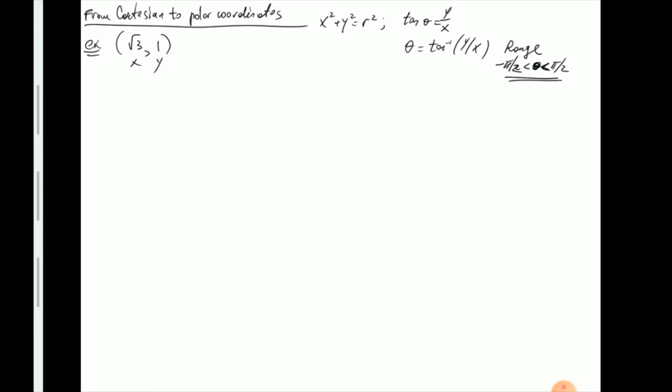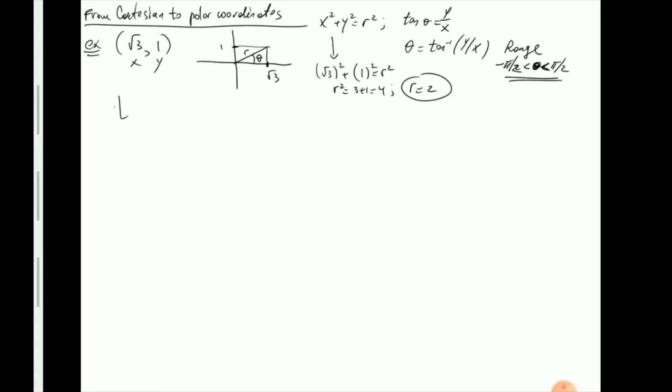So in this case, the point is in the first quadrant, right? So let's say this is root 3 and this is 1, and I need to find r and theta. r is easy to find. We just plug x and y into that relationship. So r squared equals 3 plus 1, which is 4. If you want a positive r, that means r is equal to 2. So that's the first coordinate.